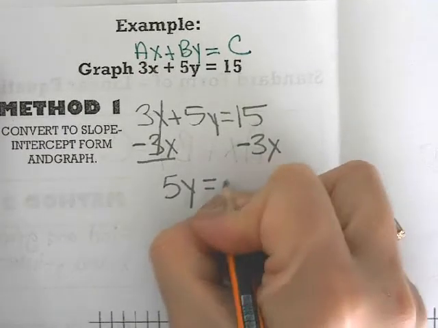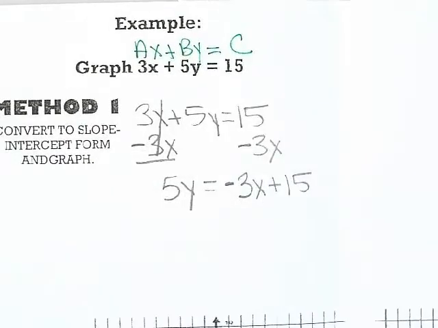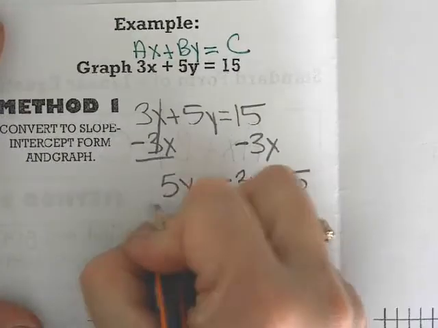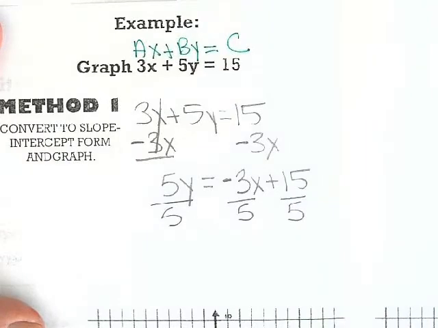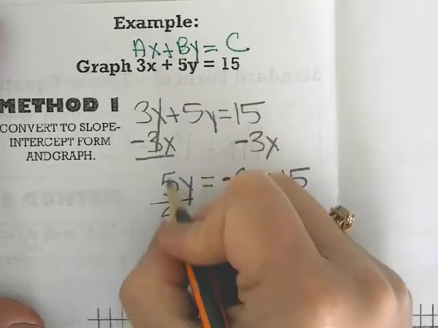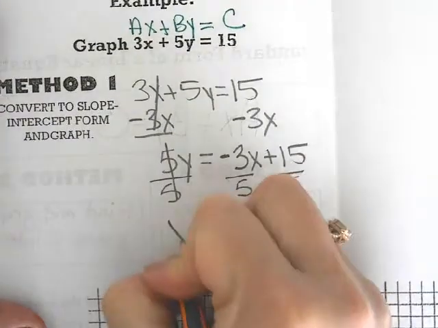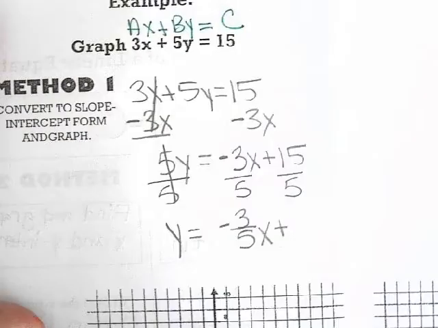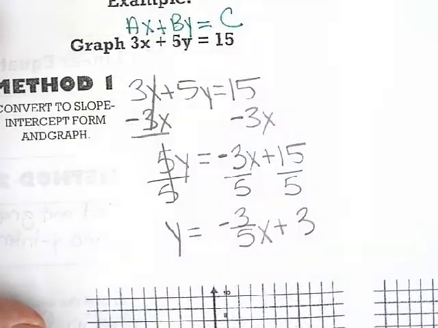Since I'm trying to put it in slope-intercept form, I'm going to put the x first. So negative 3x plus 15. So I just did number 1. Number 2 says divide everything by b. Well, my b is 5, so that means I'm dividing everything by 5. 5 divided by 5 is 1. That cancels out. So if I rewrite this, this is y equals negative 3 over 5x plus 15 divided by 5 is 3. Now I have it in slope-intercept form.